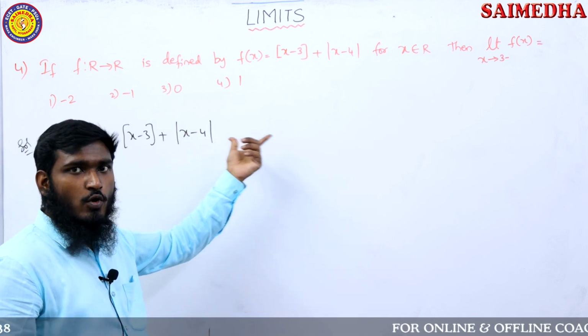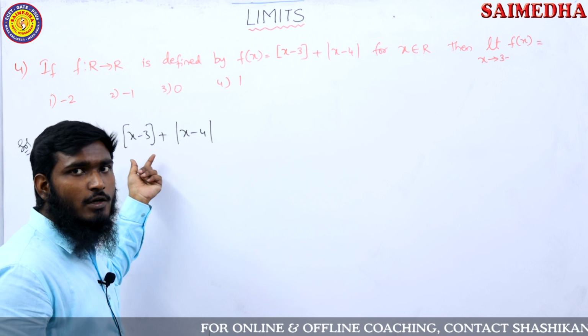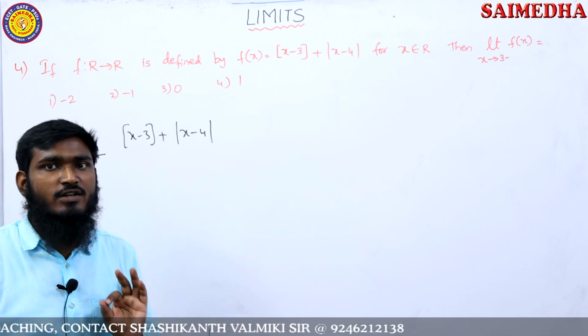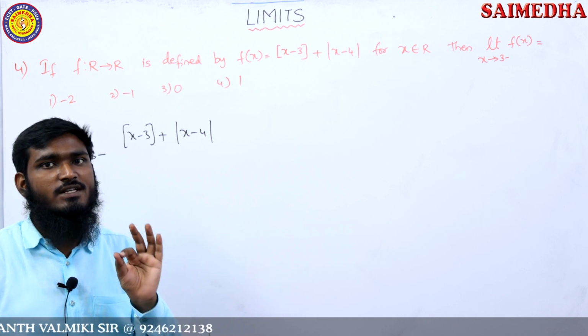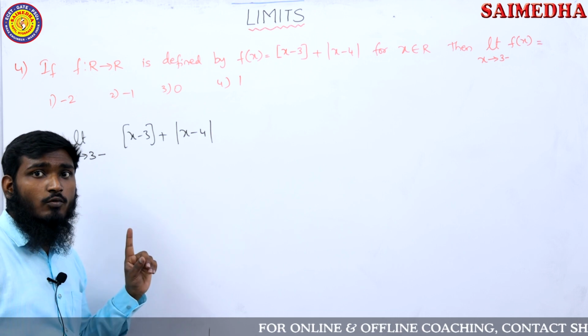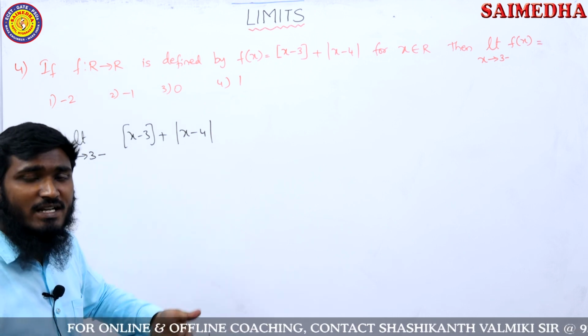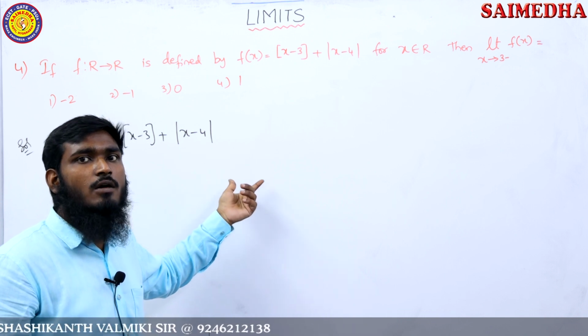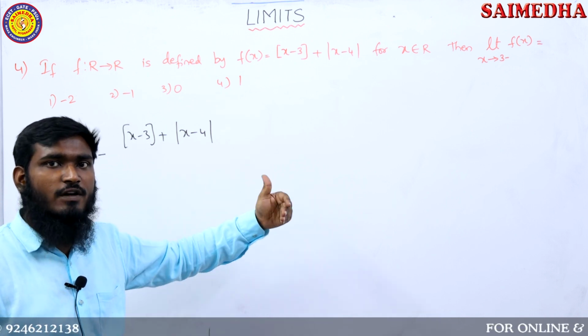Now mod means modulus function. Now what is this bracket over here? Bracket of x minus 3 is related to the step function, or else we are calling it the greatest integer function. Okay, greatest integer function, or else we can call it the step function. Now what is the condition? What is the critical point of the step function, and what is the critical point of the modulus function? Let us see first.